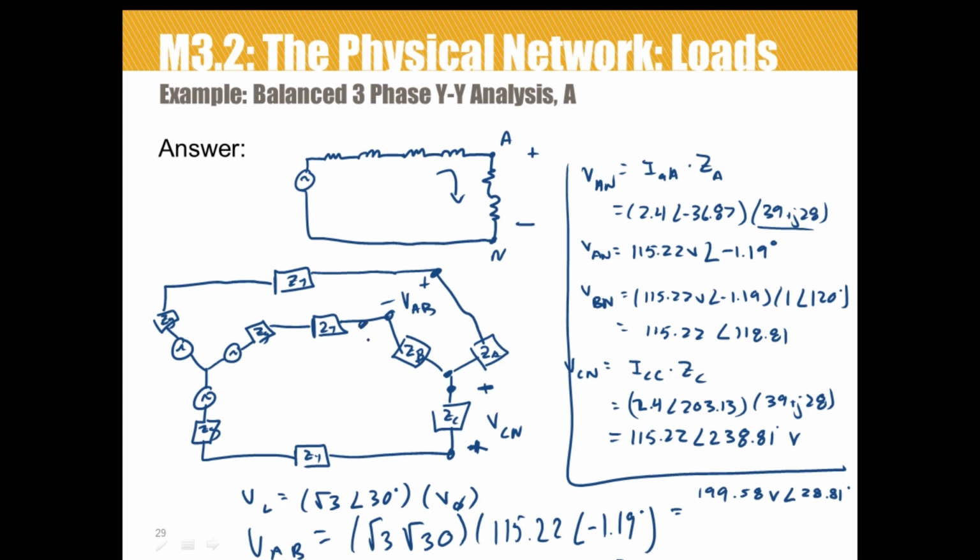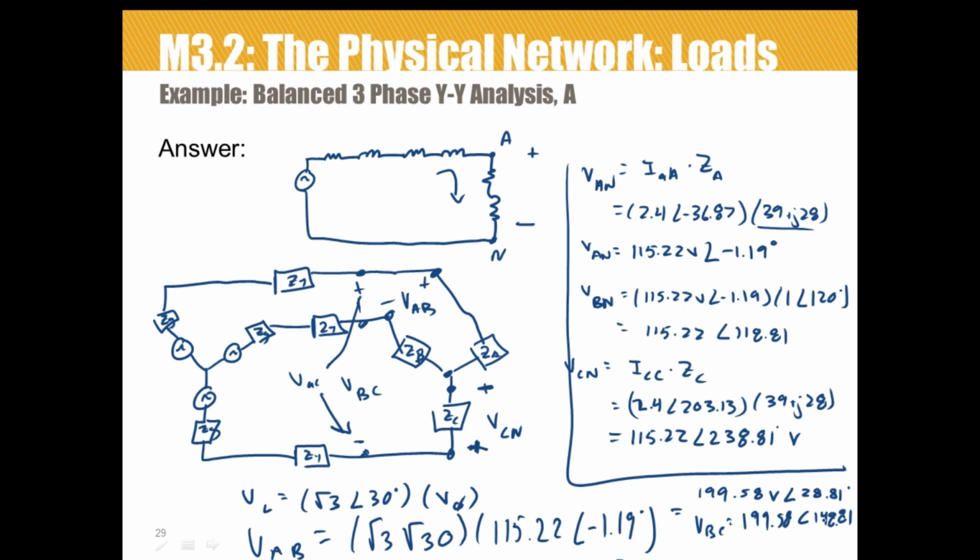VBC is just going to be that plus 120 degrees. So if I add 120 degrees to that, I get 148.81. So VBC is just 199.58 at an angle of 148.81. And then VAC, from there to there, is just going to be that plus another 120 degrees, so 199.58 at an angle of 148.81.